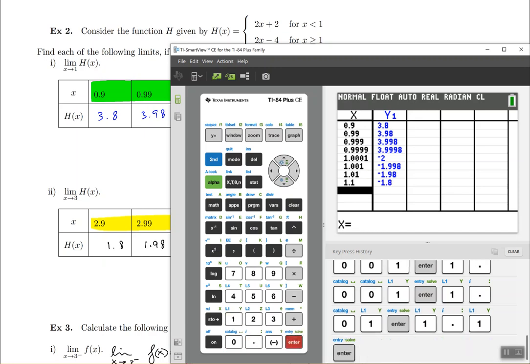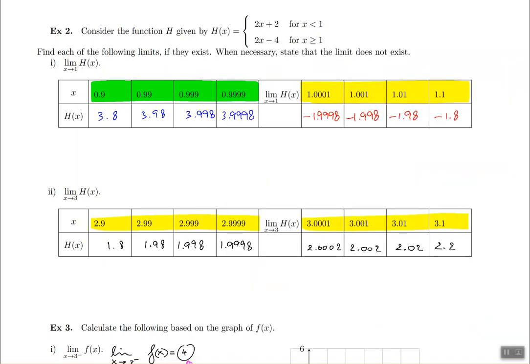As you can see, the first few numbers in my table, 3.8, 3.98, 3.998 and so on, they all look like a 4. Whereas the second set of numbers, the other 4, negative 2, negative 1.998, negative 1.98, and so on, they all look like a 2, or actually a negative 2. So let's do this. The numbers in blue, they all look like a 4. How do I say that?